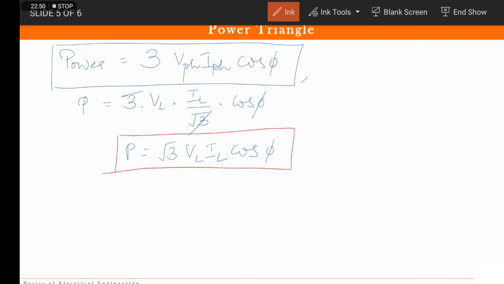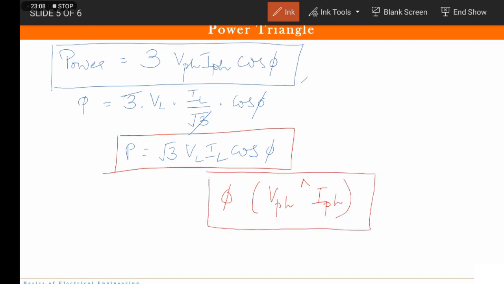This equation is important. Now here what is phi? It is the angle between phase voltage and phase current, not line voltage and line current. Okay, this is also important. Fine? Okay. So this was about power.